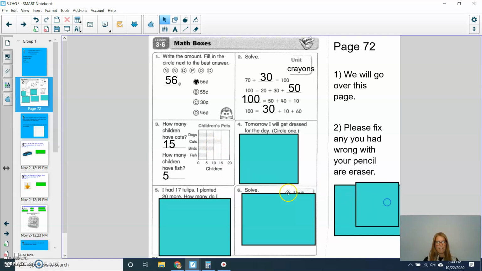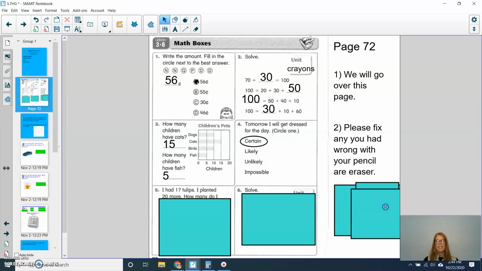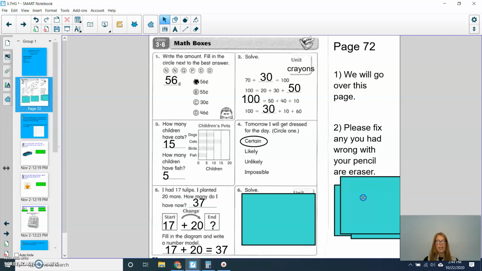And then how many have fish? I can see that 5 have fish. For question number 4, tomorrow I will get dressed for the day. The best answer would be certain. For question number 5, I had 17 tulips. I planted 20 more. How many do I have now?